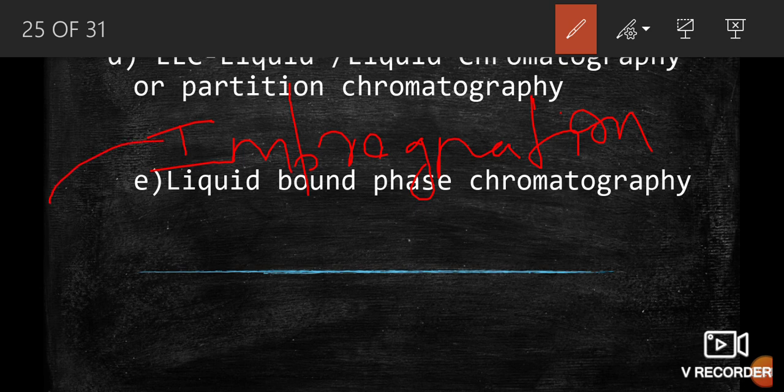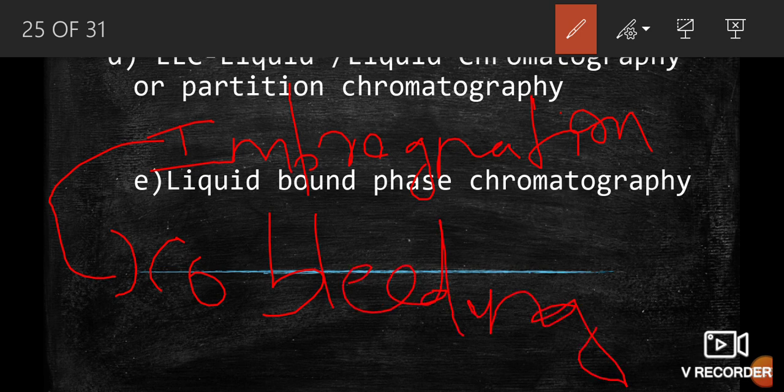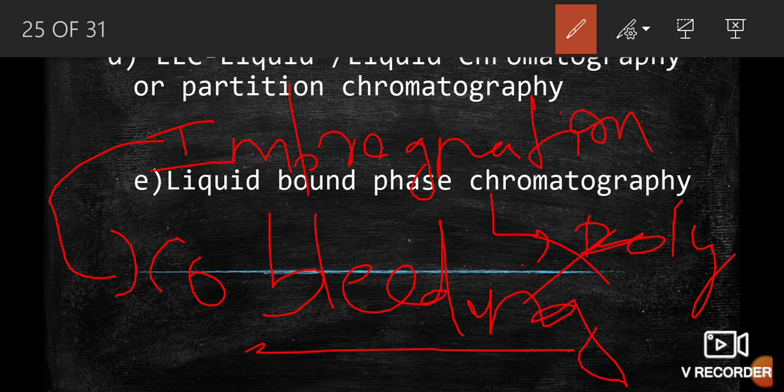But now this method is abandoned because there is a big risk of washing the column, which is called bleeding, because when you add the mobile phase, which is a liquid, the column also goes with it. That is why this is not used now. Then you also have liquid bonded phase chromatography. Here the stationary phase is a liquid polymer immobilized by covalent bonding to a mechanical support, and the quality of the separation depends on the partition coefficient between the two phases.